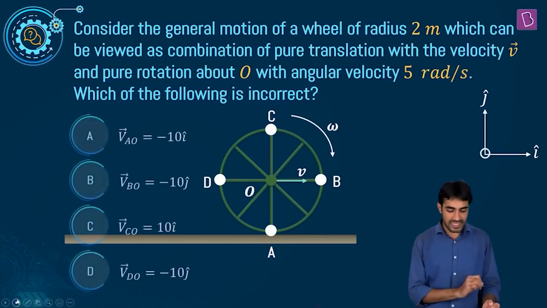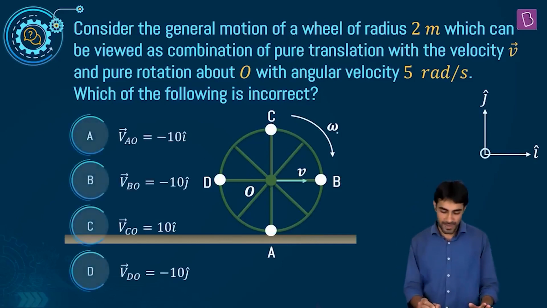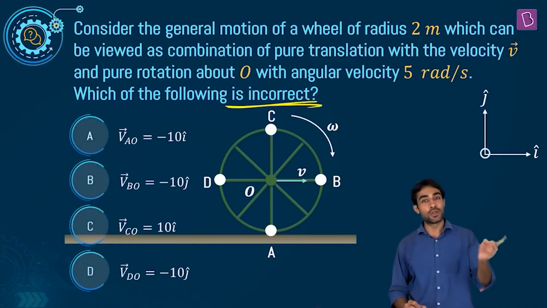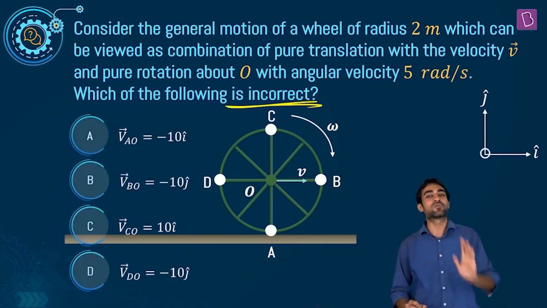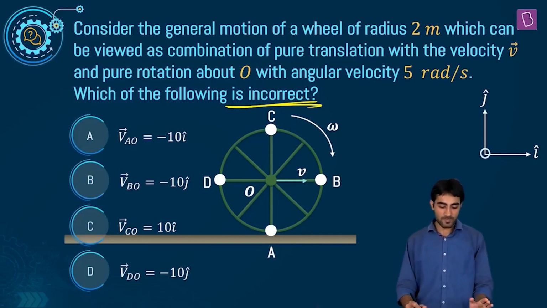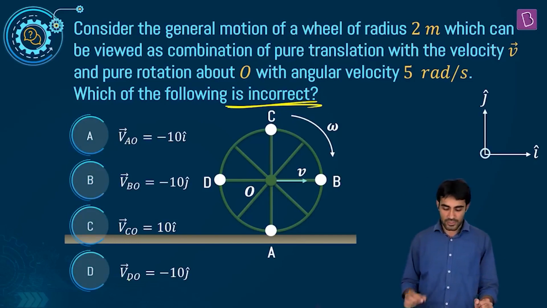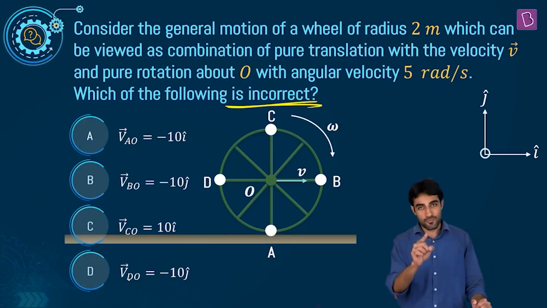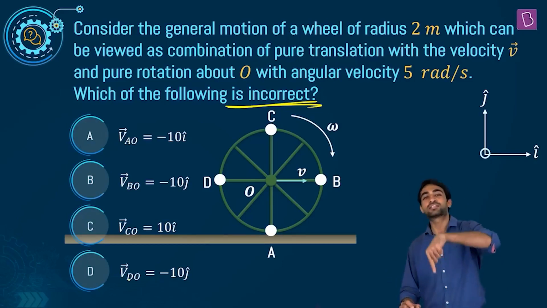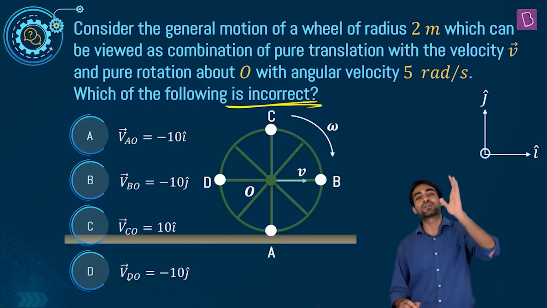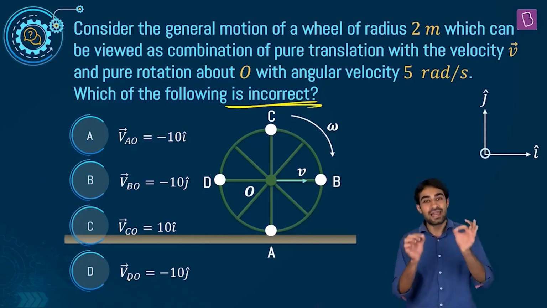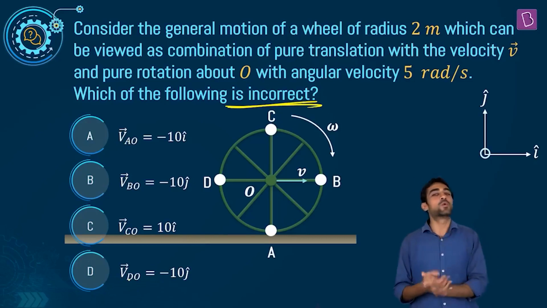And what are the options? These are the 4 options. We have to pick the incorrect option, not the correct one, the incorrect one. Now, all the options deal with the relative velocity: velocity of A with respect to O, velocity of B with respect to O, velocity of C with respect to O, and velocity of D with respect to O. So we have to tell the relative velocity with respect to O.